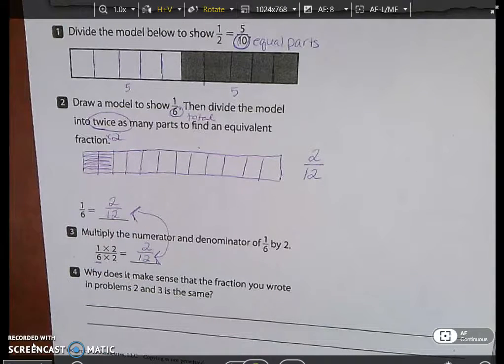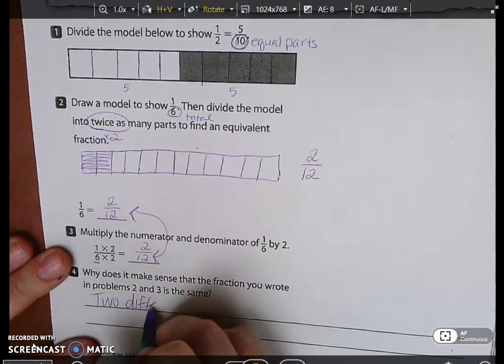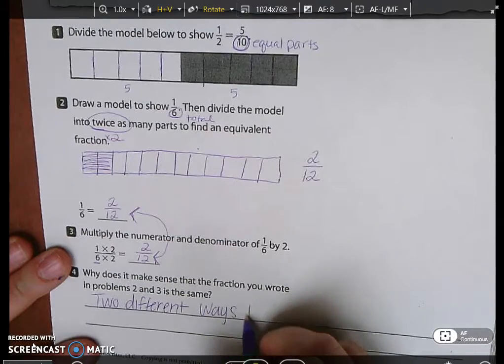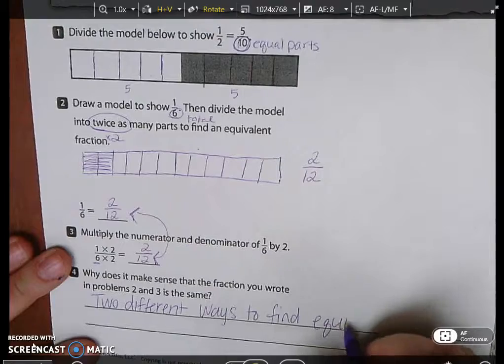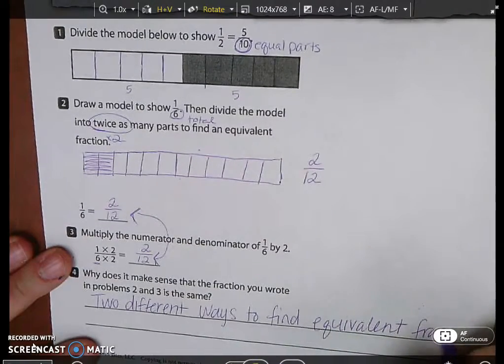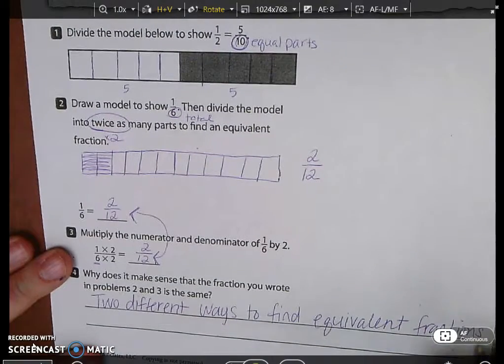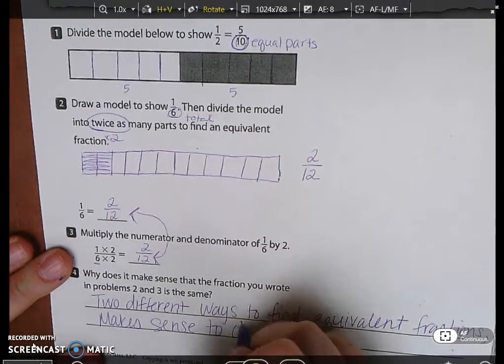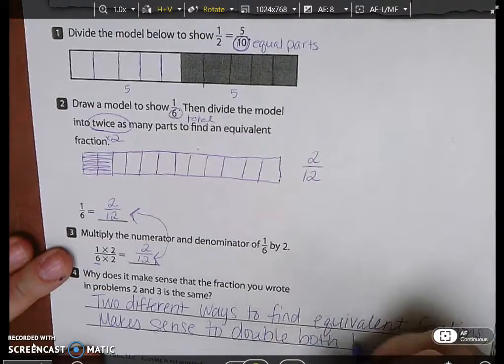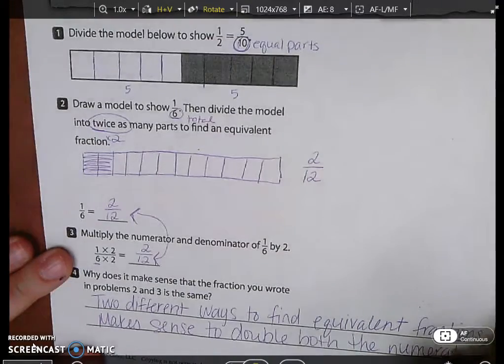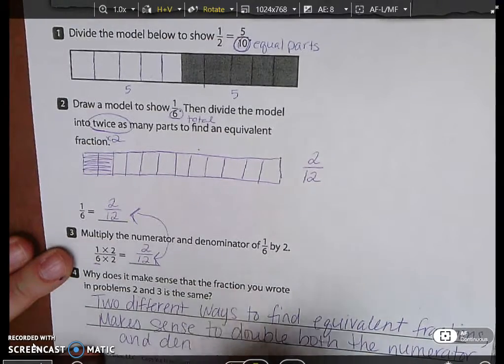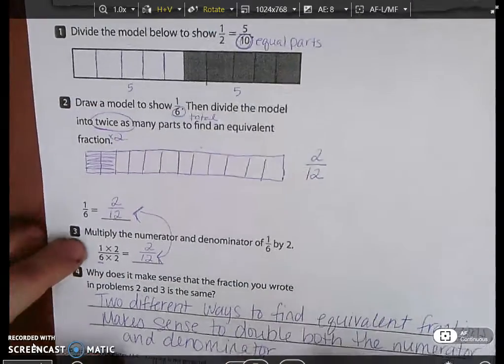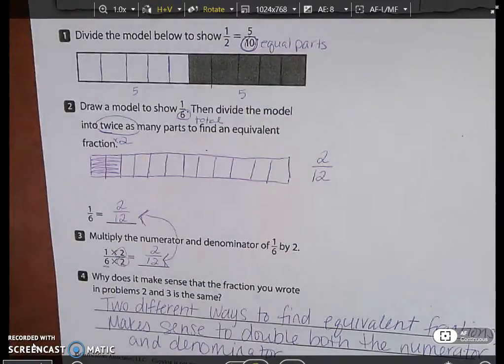So the question says, why does it make sense that the fractions you wrote in problems 2 and 3 are the same? Because these are just 2 different ways to find equivalent fractions. It makes sense to double both the numerator and denominator. It makes sense that we would double both the numerator and the denominator there.